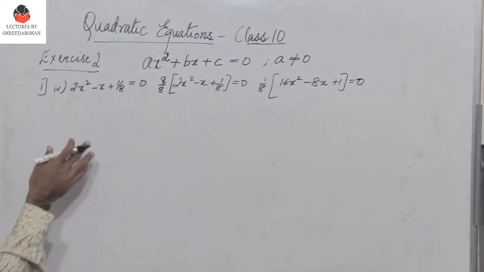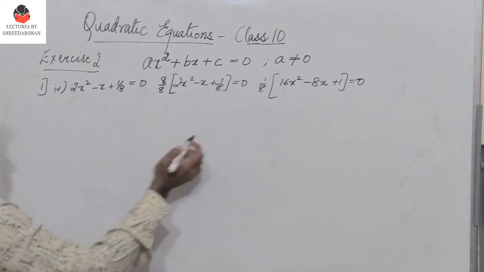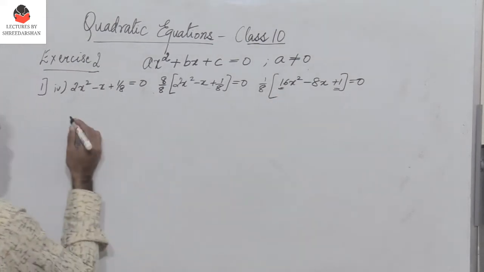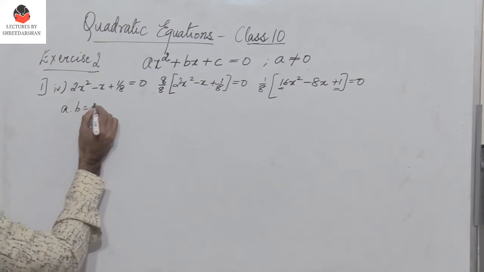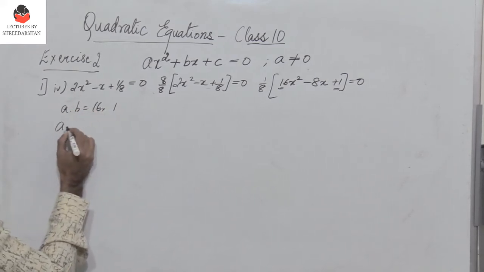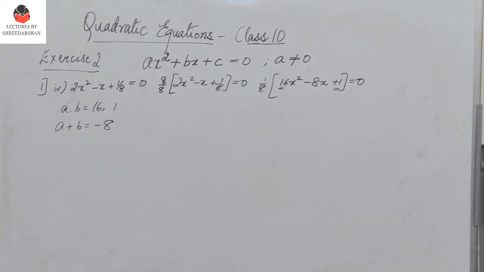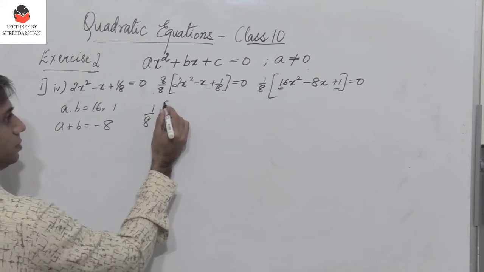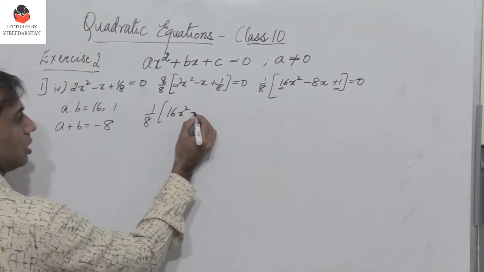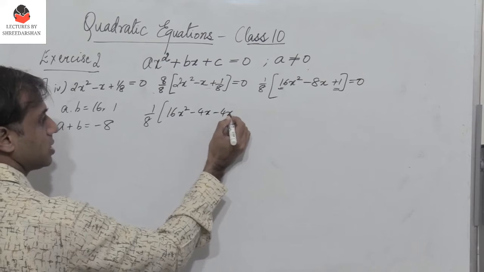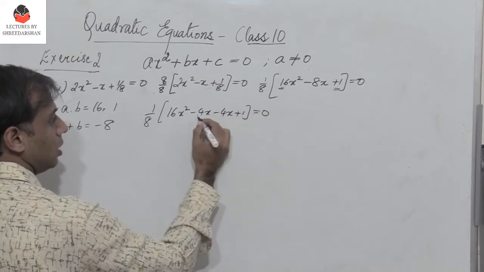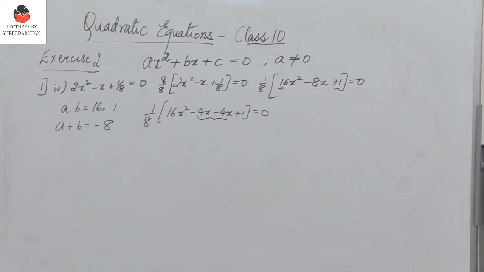So let's leave 1 by 8 aside for the time being. Now I have 16 into 1. So a into b is 16 into 1 and a plus b is minus 8. We know that 4 into 4 is 16 and minus 4 minus 4 is minus 8. So therefore I have 1 by 8 into 16x squared minus 4x minus 4x plus 1 equal to 0. So this is nothing but minus 8x.